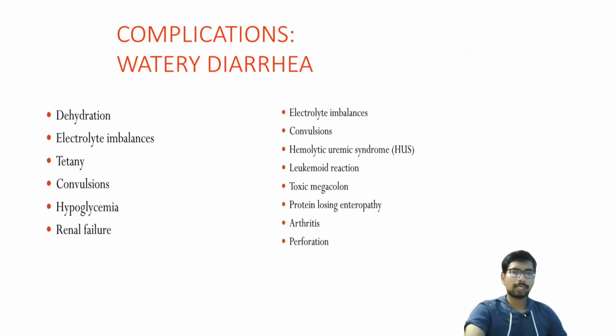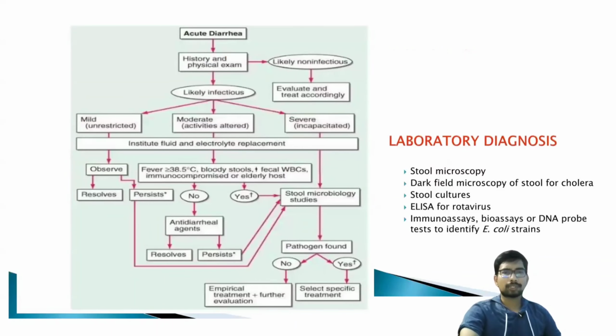Complications of watery diarrhea are mainly electrolyte imbalances, tetany, convulsions, hypoglycemia, renal failure, hemolytic uremic syndrome, toxic megacolon, protein-losing enteropathy, and finally perforation. In acute diarrhea, if the history and physical examination are suggestive of a non-infectious cause, evaluate and treat. If there is an infection with mild, moderate, or severe dehydration, first correct the fluid balance. Then observe the result. If it persists, go for stool microbiological studies.